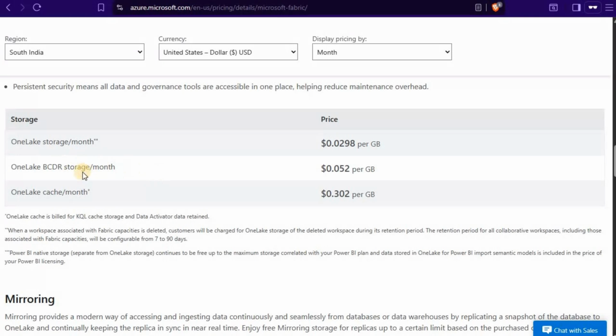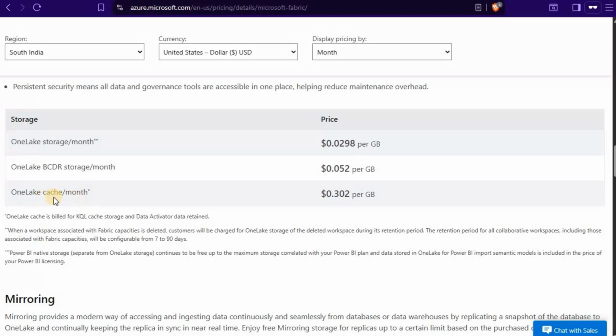OneLake BCDR storage costs close to $0.052 per GB per month. BCDR stands for Business Continuity Disaster Recovery. Essentially, this refers to backup or secondary copies of data. It is a bit more expensive because it's for resilient copies of data. If you choose to keep backup copies of your data in OneLake or use Fabric's built-in data protection features, you would pay this higher rate for those duplicate copies.